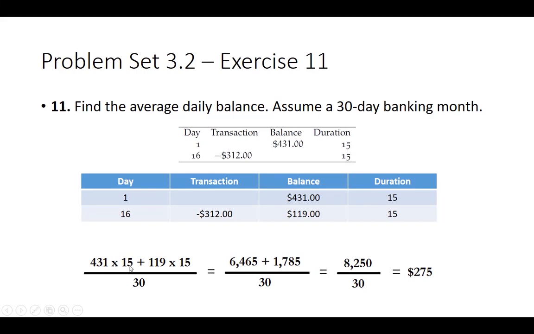We need to find the average. So 431 times 15 plus 119 times 15, all divided by 30 for the 30 days in the month. That's 6,465 plus 1,785, which is 8,250. And when we divide that by 30, we get an average daily balance of $275.